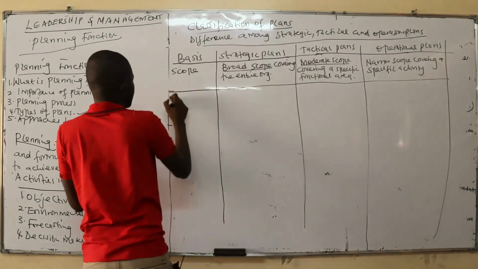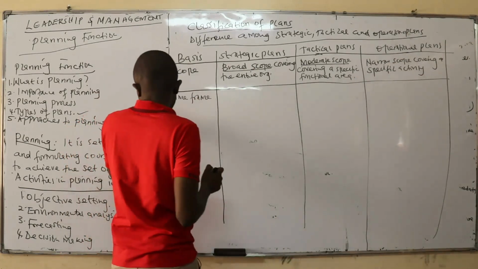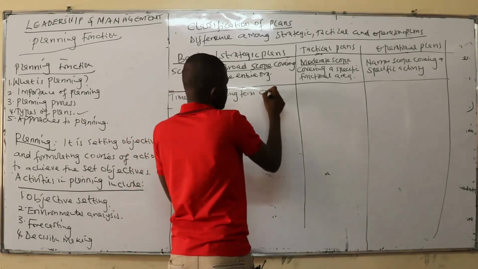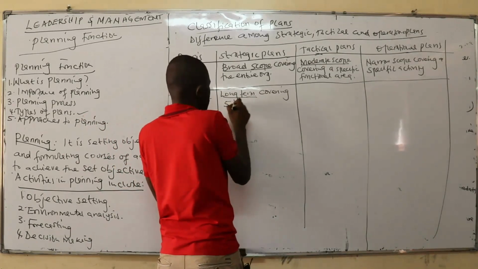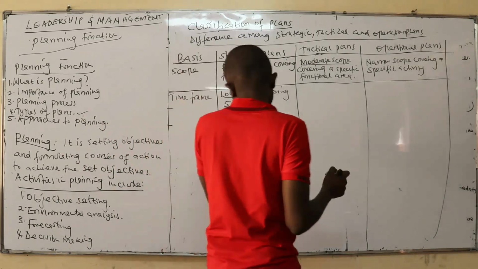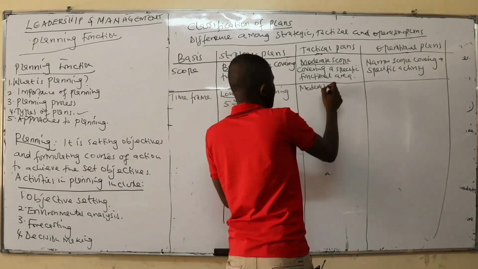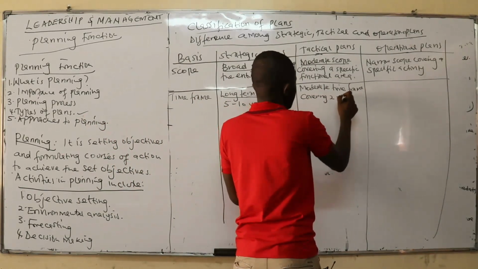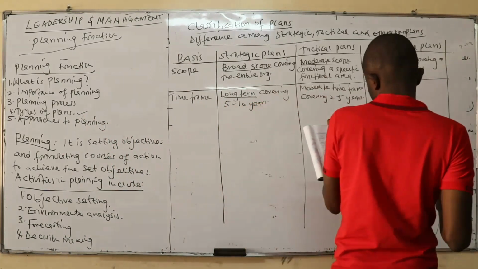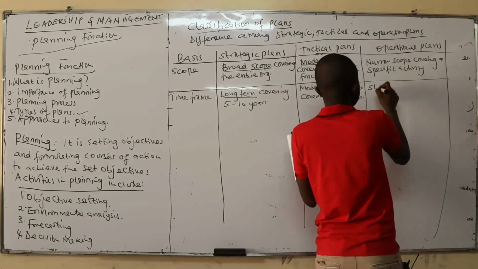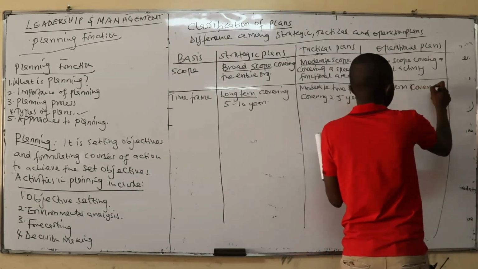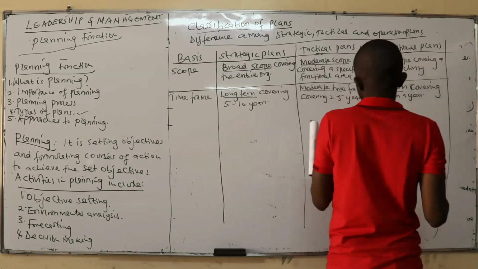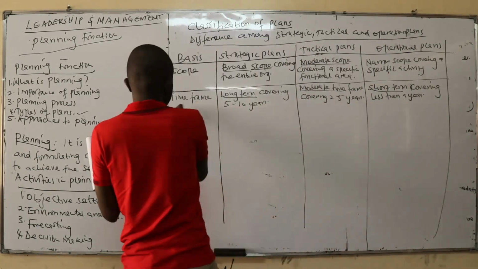Number two is time frame. Let's distinguish the three in terms of time frame. With strategic plans, the keyword is long term, covering 5 to 10 years. Then the word in tactical is moderate time frame, covering 2 to 5 years. And the other one is short-term plans, covering less than a year. So that's about time frame.